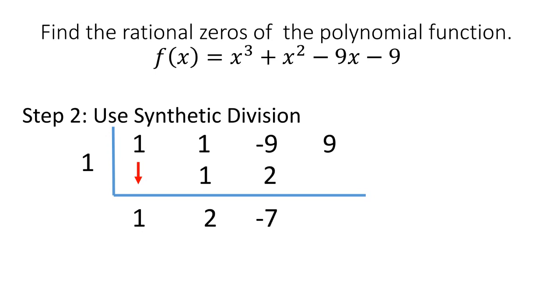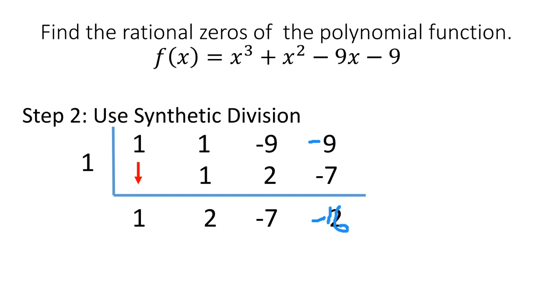is positive 2. Negative 9 plus 2 is a negative 7. And I do have to fix this a little bit. Okay. This is a negative 9 here. Okay. So 1 times a negative 7 is a negative 7. And this is going to be negative 9 plus negative 7 is negative 16. But again, this is not 0.